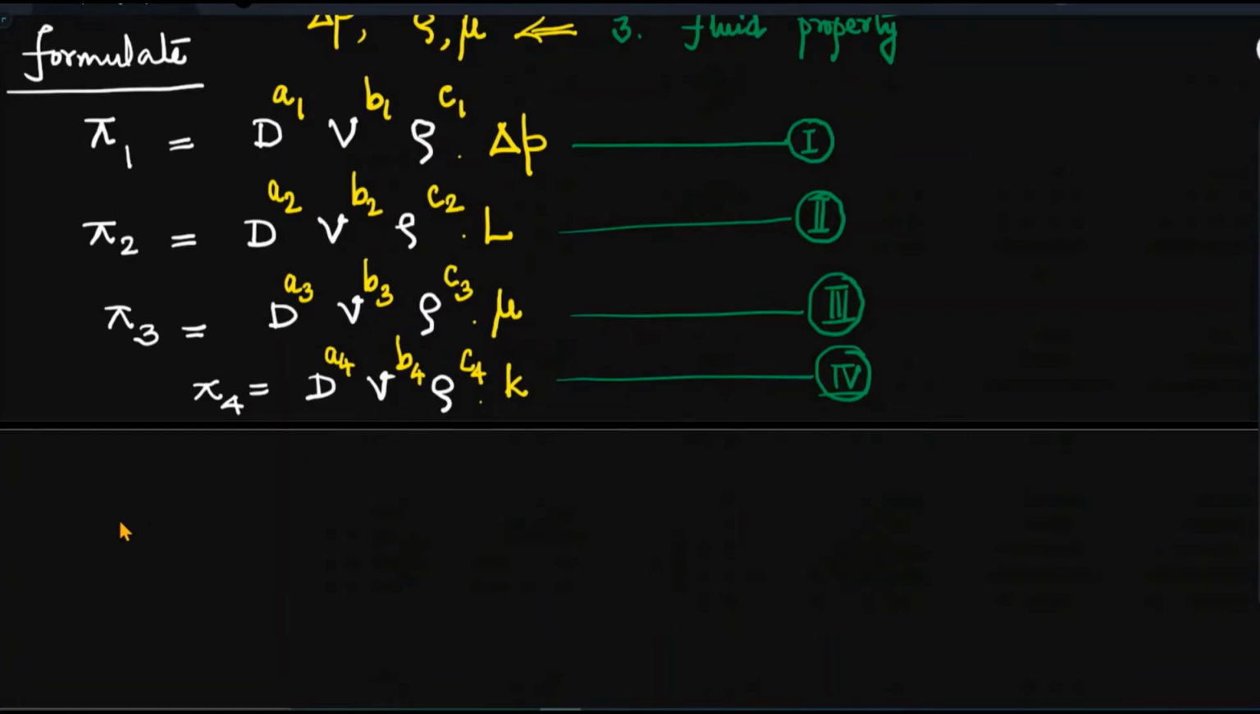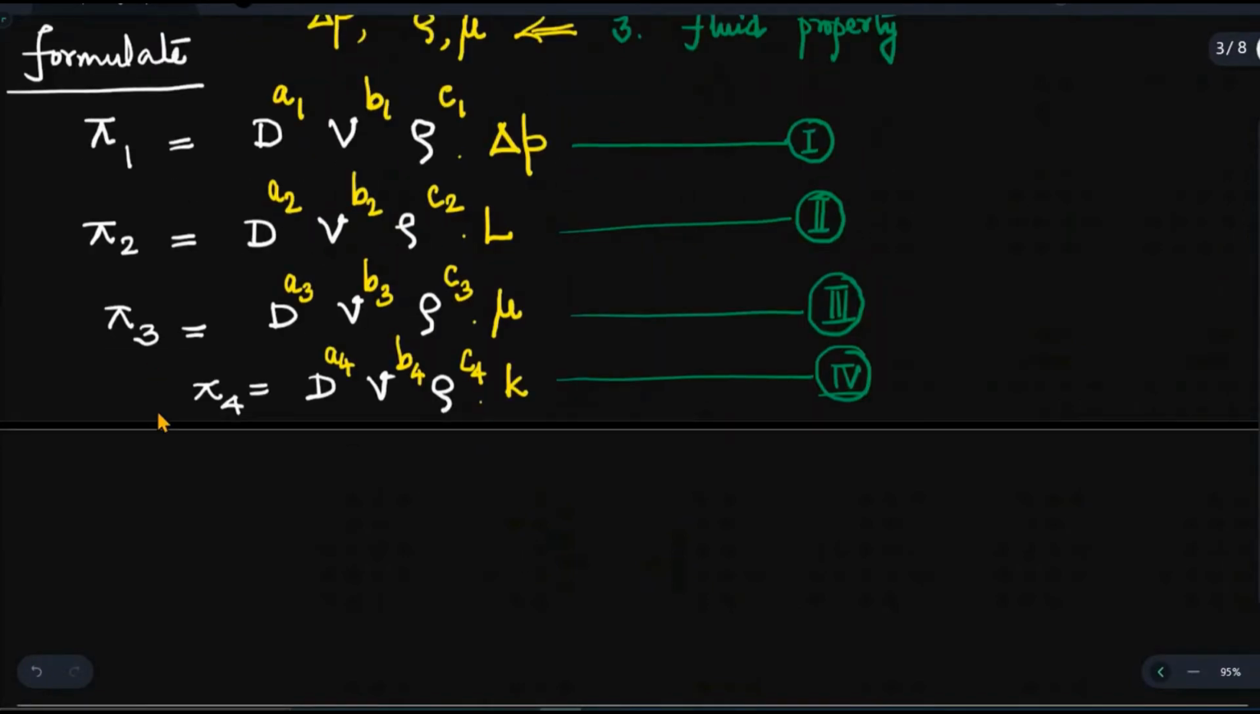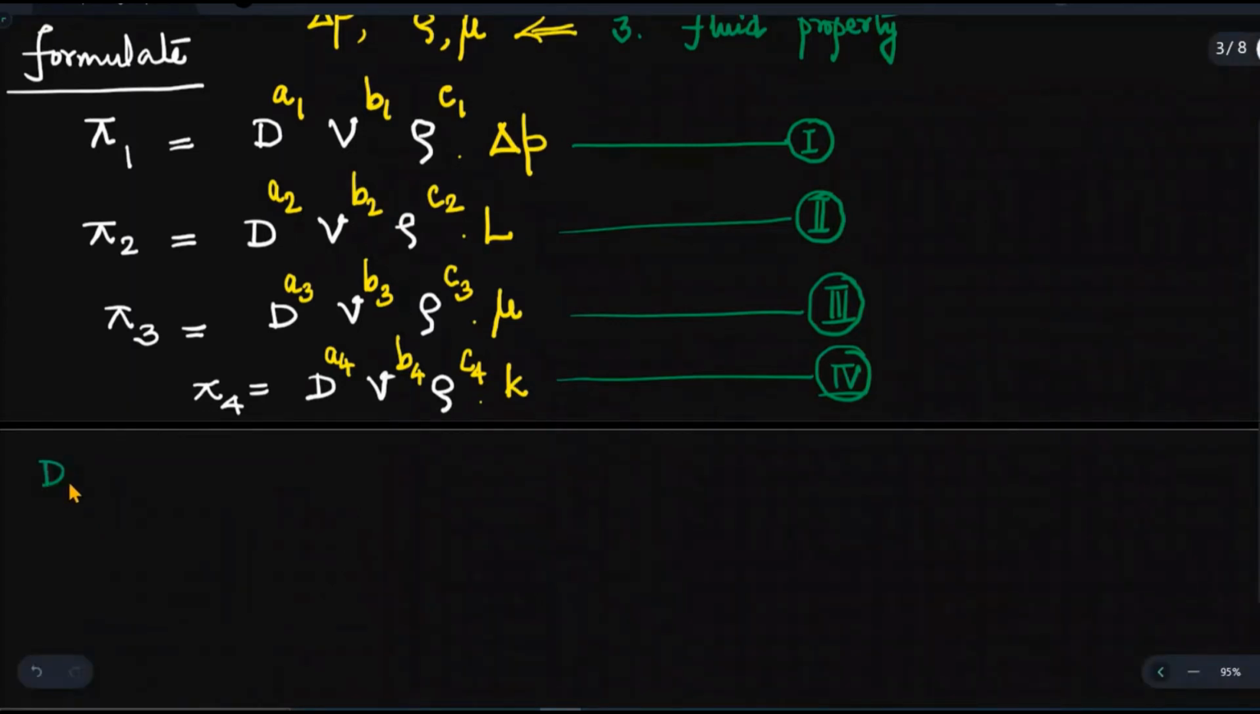That means the dimensions of various variables, if you compare M L T, you can equate the powers of M L T on both sides, considering the principle of dimensional homogeneity. So pi 1, the dimension of each pi term. What is the dimension of a pi term? It is dimensionless. So dimensionless pi terms. No dimension at all.